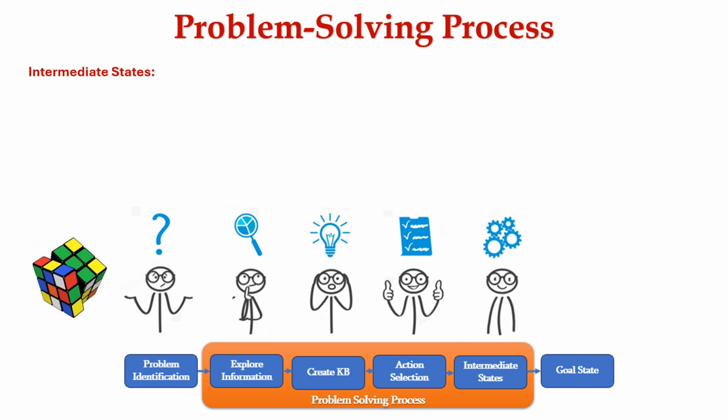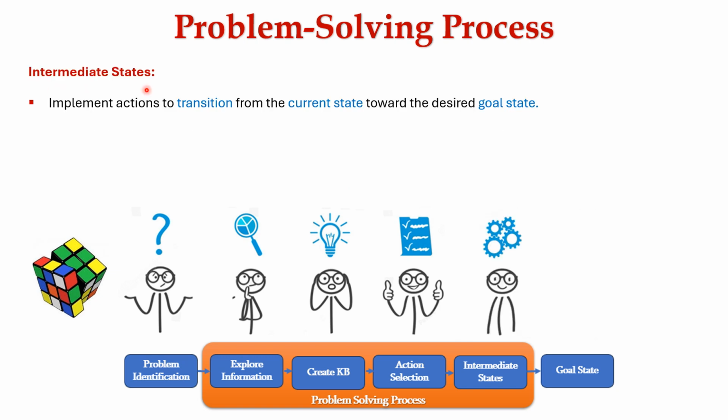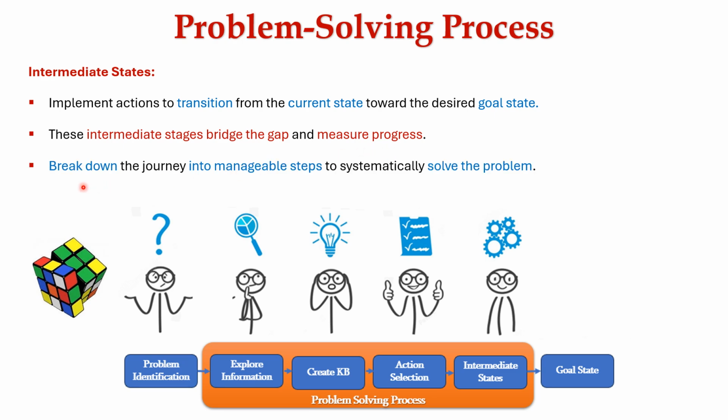Step 5 deals with intermediate steps. So here we implement the actions to transition from the current state towards the desired goal state. So these intermediate stages bridge the gap and measure the progress. So here we are breaking down the journey into manageable steps to systematically solve the problem.